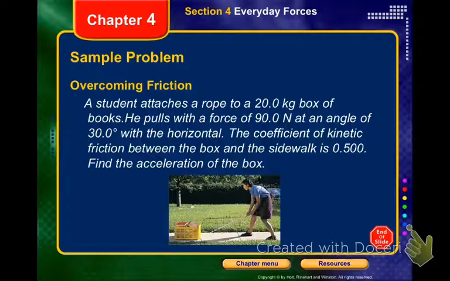So, a student attaches a rope to a 20-kilogram box of books. He pulls with a force of 90 newtons at an angle of 30 degrees with the horizontal. The coefficient of kinetic friction between the box and sidewalk is 0.5. Again, that's a unitless number, and it wants you to find the acceleration of the box. So, you can leave your PowerPoint on that one, and we're going to try working this out.